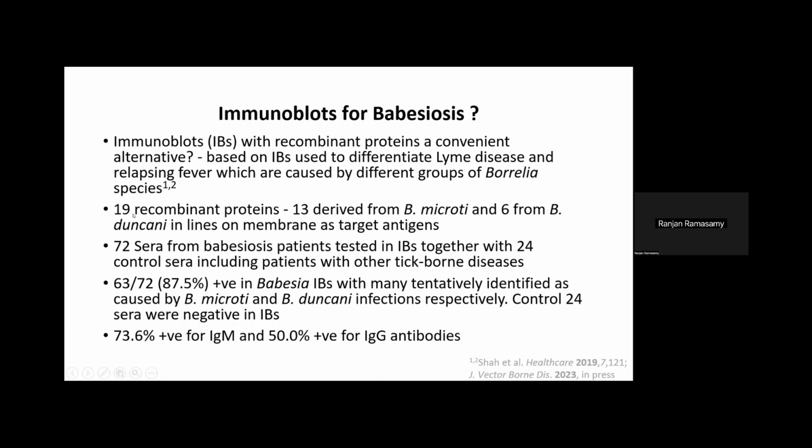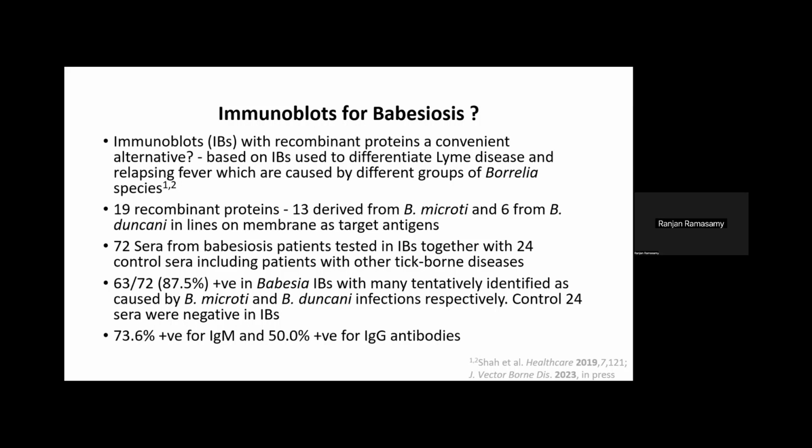So for babesiosis, IDFISH decided on selecting 13 recombinant proteins from microti and 6 from duncani, applied them as lines on nitrocellulose membranes as target antigens, and then reacted them in the typical immunoblot procedure with serum from patients suspected with babesiosis.